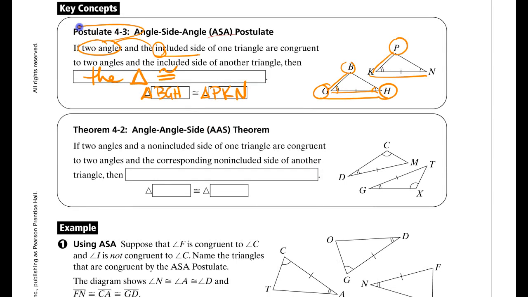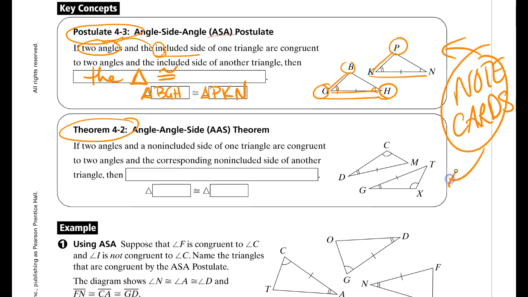Second one, incidentally, this was a postulate, this is a theorem. Are you writing this down on your note cards? Here's your reminder in case you are listening to this at top speed or on mute. So, note cards, one for this, one for this. If 2 angles and a non-included side, oh, you were wondering how to talk about the sides that aren't included, weren't you? 2 angles and a non-included side of one triangle are congruent to 2 angles and the corresponding non-included side of another triangle, then the triangles are congruent.